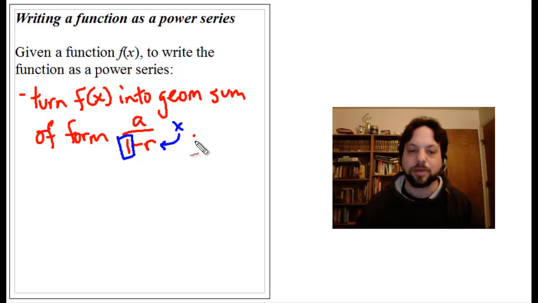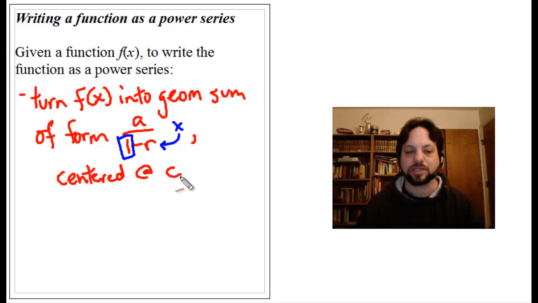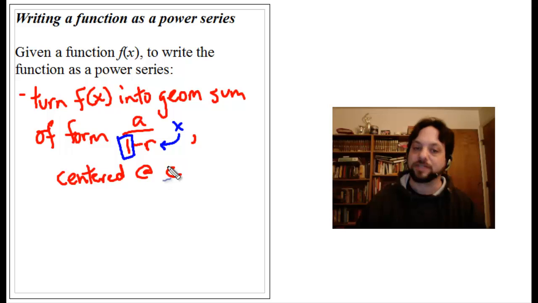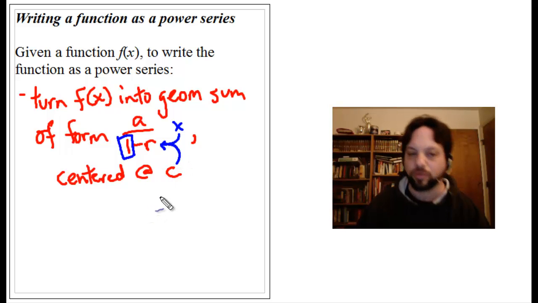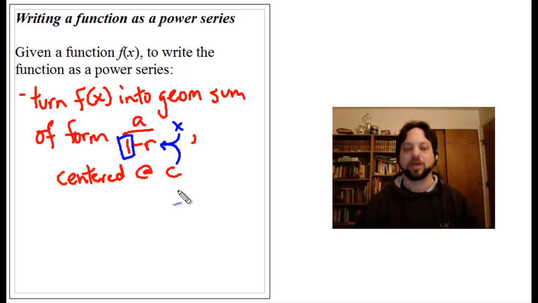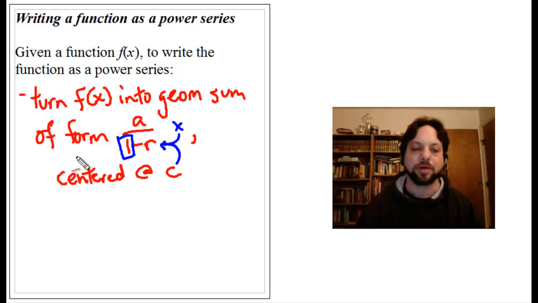Also, what we need to remember is that this will be centered at c. And when c is 0, that's all fine and dandy. But if c is some other value, then we will need to incorporate that into our ratio here. I'll show you what I'm talking about when we get into our example problems, but those are just a couple things to be aware of.